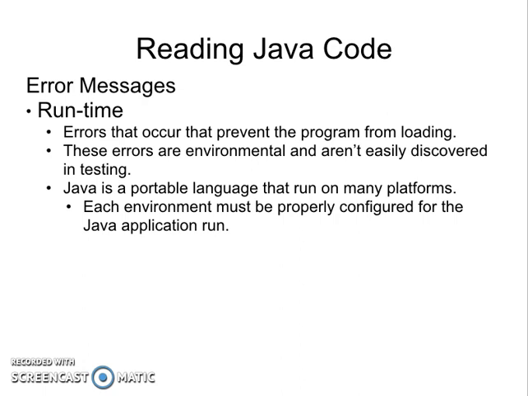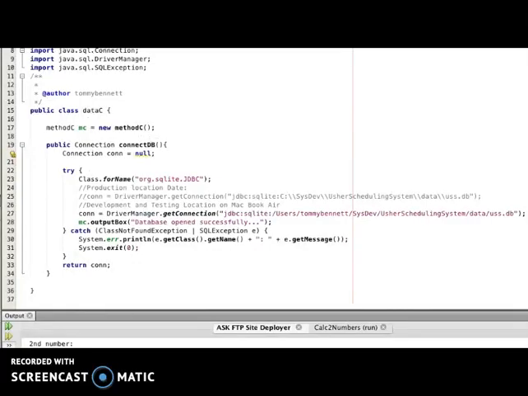Even though Java is a portable language that runs on many platforms, each environment must be properly configured for the Java application to run. How does this tie back to bullet number 2? It's simple. Like I said, your development environment can be configured one way, and your production environment can be configured quite different. An example of a runtime error can simply be, let me see if I can pull something up to show you. Hold on one second. Here's an example in NetBeans that I can show you.